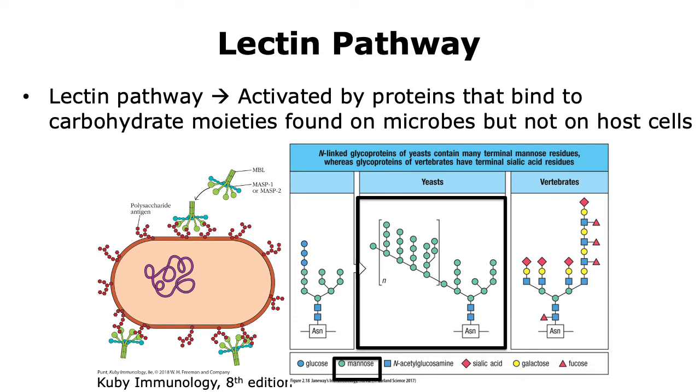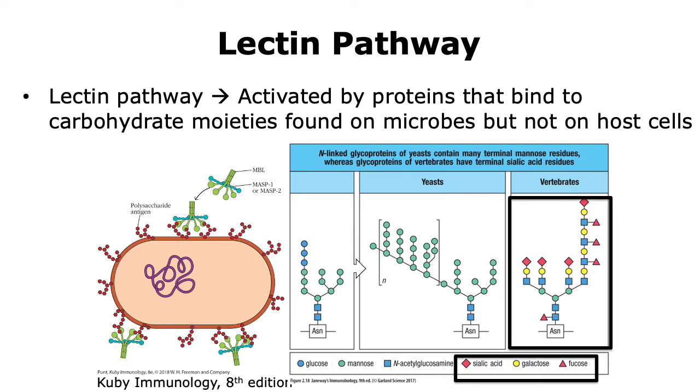Now, on the other hand, when we look at the carbohydrate moieties present on vertebrates like us, when we look at the ends of those carbohydrate chains, we don't see mannose the way we saw in yeast. On the other hand, we see that there are sugars like sialic acid and galactose and also fucose towards the ends of those carbohydrate chains. And thus there is a difference in the carbohydrate moieties that are present on proteins in microorganisms and on vertebrates like us.